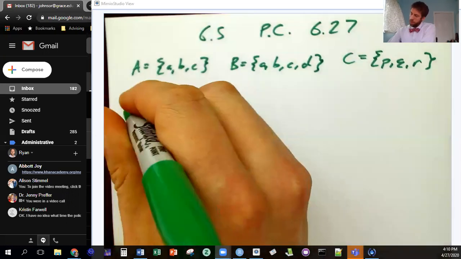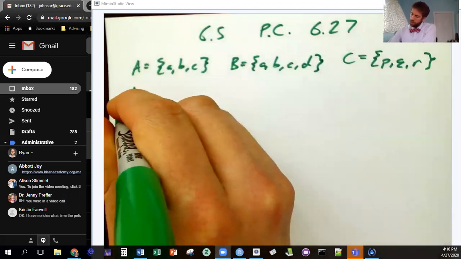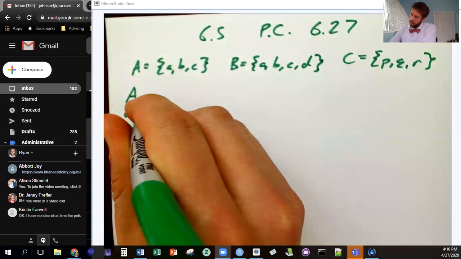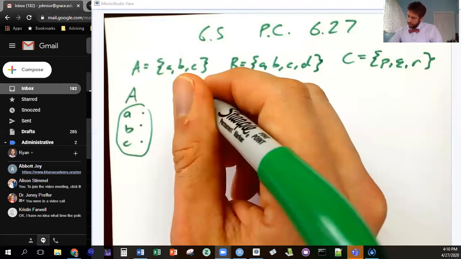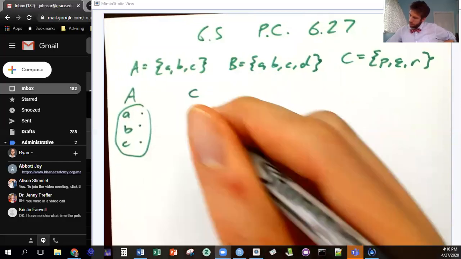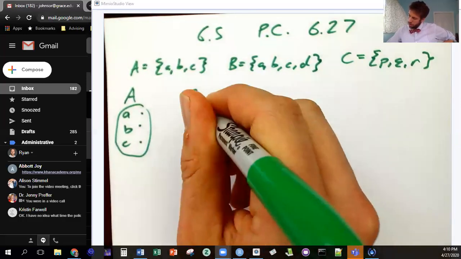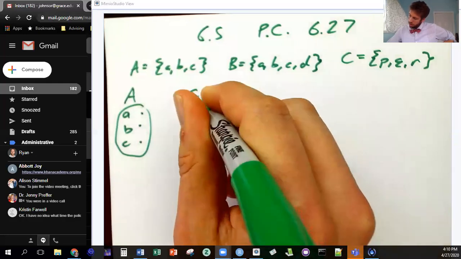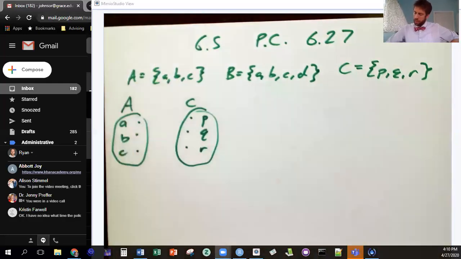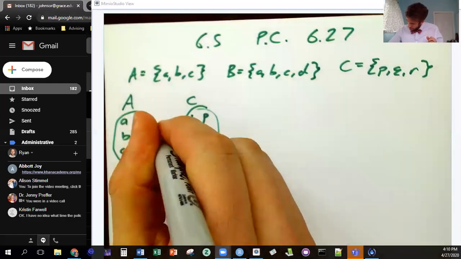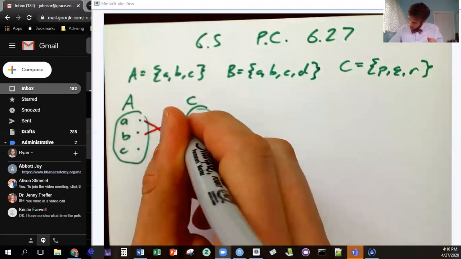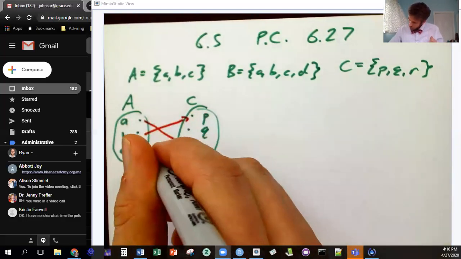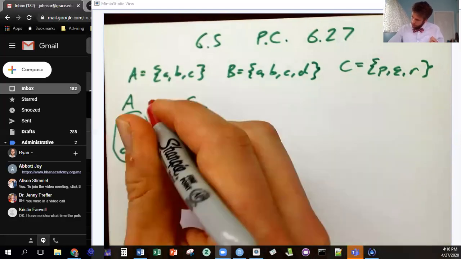So for F, we go from A, which is {a, b, c}, to C, being {p, q, r}, and F takes a to r, and b to p, and c to q. That's F.